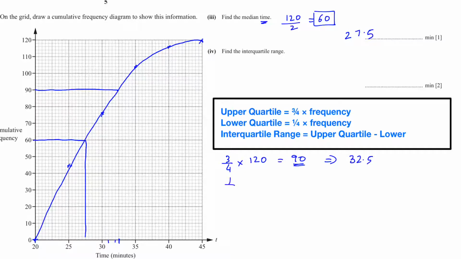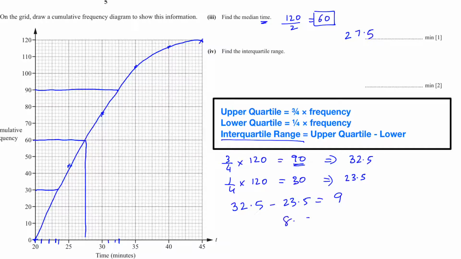And to find the lower quartile, 1 over 4 multiplied by 120 will give you 30. Again, the 30 is on the y-axis, and the corresponding x value is 23.5. Now for the interquartile range, we have to subtract the lower quartile from the upper quartile, and that will give us 9. Any answer between 8.5 to 9.5 will be accepted.